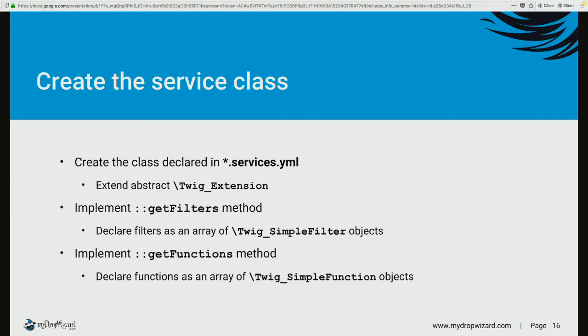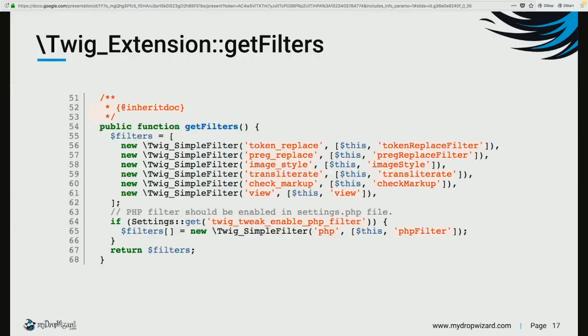The actual return value of these is an array of either filter or function objects, and the filter and function objects are essentially just relations between the Twig syntax and the code that gets executed when that Twig is processed. So here's the implementation from the Twig Tweak.